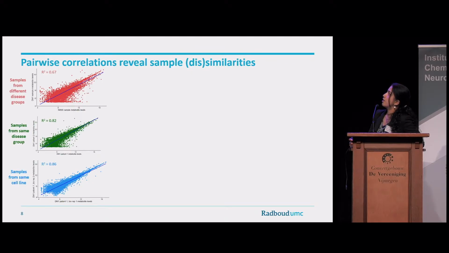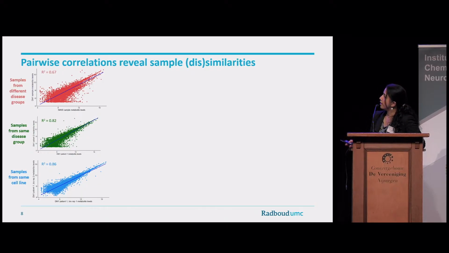The first plot is mainly showing the red dots. On the x-axis, you will see the NANS metabolite levels of the NANS samples. On the y-axis, you see the DM1 sample metabolite levels. We wanted to see how the samples correlate from the different disease groups. And of course, as expected, the correlation was lower.